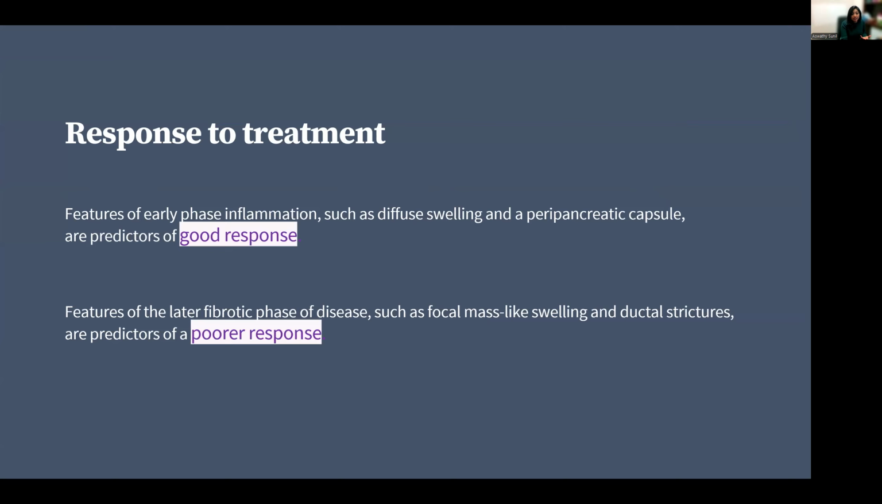In fact, we can actually predict the response to treatment. If there are features of early phase inflammation like diffuse swelling and a peripancreatic capsule, they suggest good response to treatment. They're predictors of good response to treatment. While features of late fibrotic stage like focal mass-like swelling or ductal strictures, they're usually predictors of poorer response.